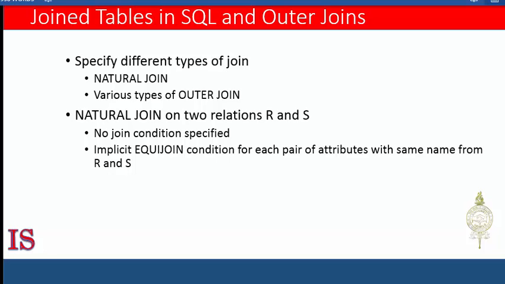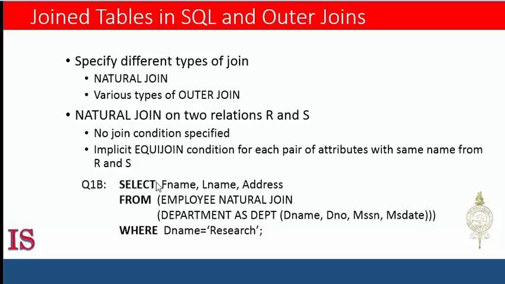If the names of the joined attributes are not the same in the base relation, it is possible to rename the attributes so that they match, and then to apply natural join. Let's take a look at this query. Select fname, lname, and address from employee natural join (department). Now, if both of these tables use the same name for the attribute department number, a natural join would be employee natural join department.